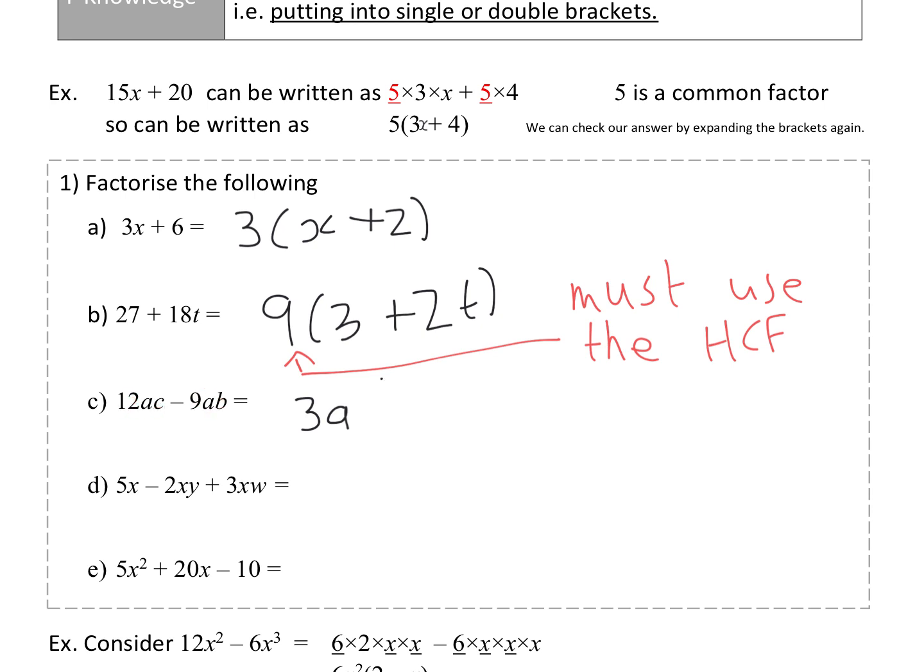So we can write our bracket out now. And then we think 3a times what would give 12ac. Well, 3 times 4 would give the 12, and then we need to have a c in there to give us the ac. Then we'd have to do 3 times minus 3 to give the minus 9. We've got an a, that gives us minus 9a at the minute, but we need minus 9ab, so we need to include a b in the second bracket.